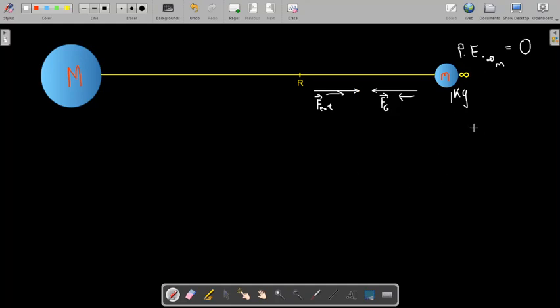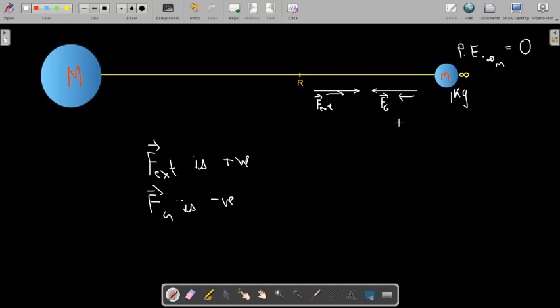As you can see, there will be a gravitational force exerted on this small m by this mass over here, and that force we are going to assume is negative, since there's another force acting in the opposite direction. So we assume that the external force is positive, and the force exerted by gravity is negative. These are vectors.